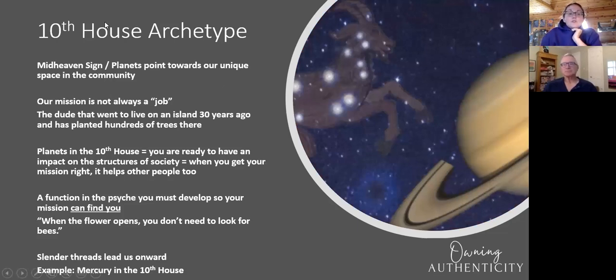So the 10th house, if you don't have planets in the 10th house, that's no problem. We all have a midheaven, or the MC line, that points to the beginning of your 10th house. And the midheaven sign and the planets, if you have them, point towards your unique space in the community. So obviously, each sign can take a million different faces or options. And our mission is not always a job.